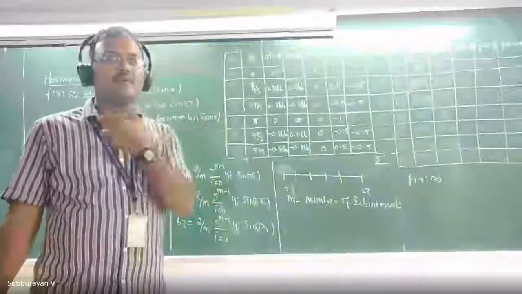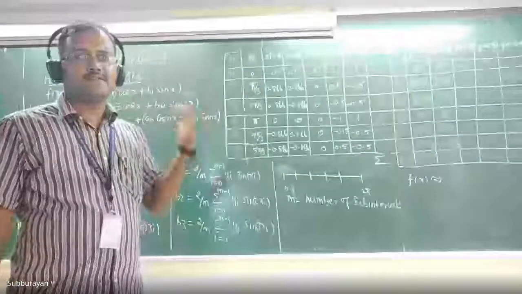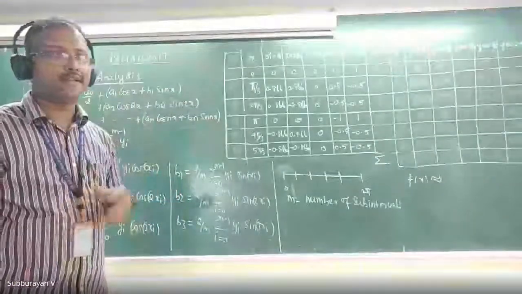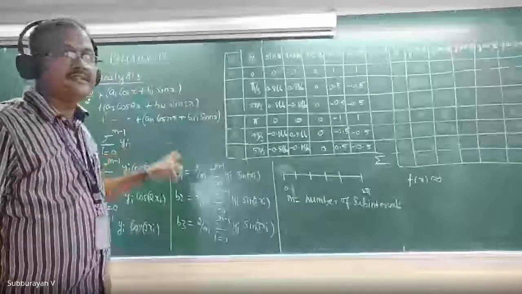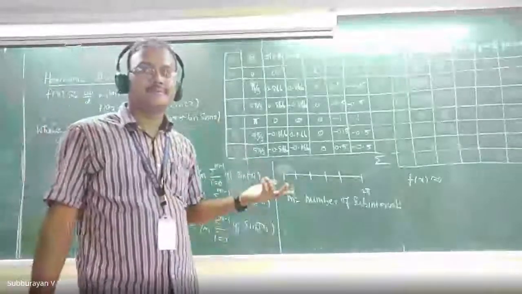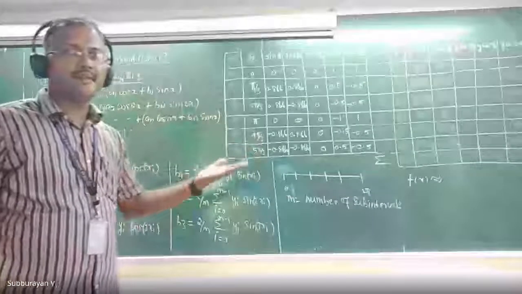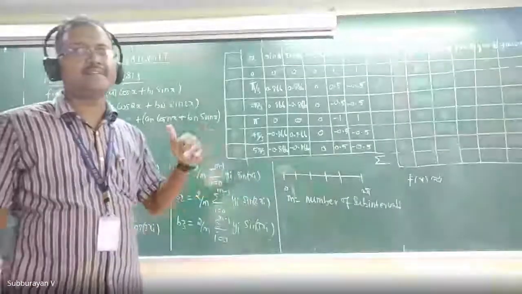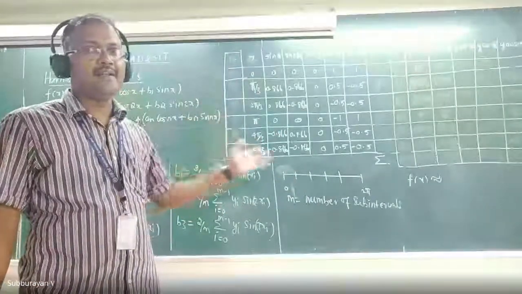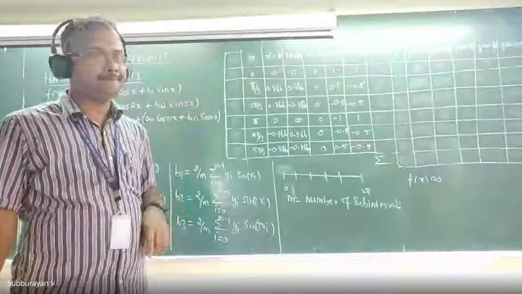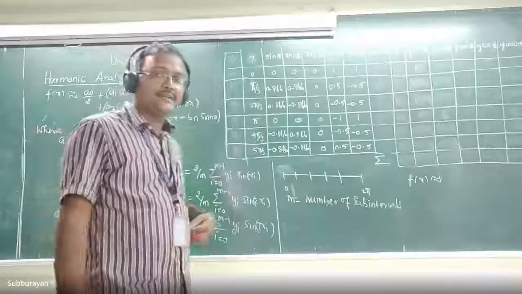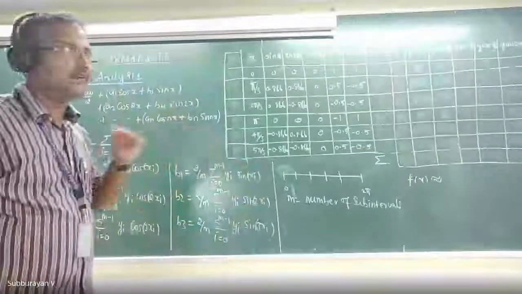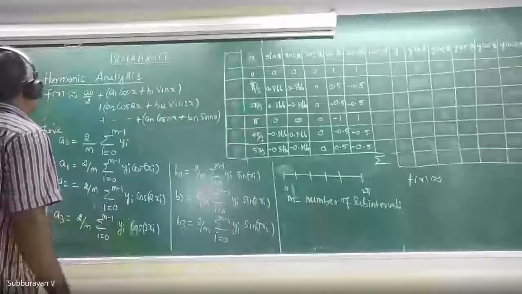These are all one mark questions. First harmonic or fundamental harmonic. And then the second harmonic is a2 cos 2x plus b2 sin 2x. The third harmonic is a3 cos 3x plus b3 sin 3x and so on. Similarly, the nth harmonic is an cos nx plus bn sin nx. This is the definition of harmonics.